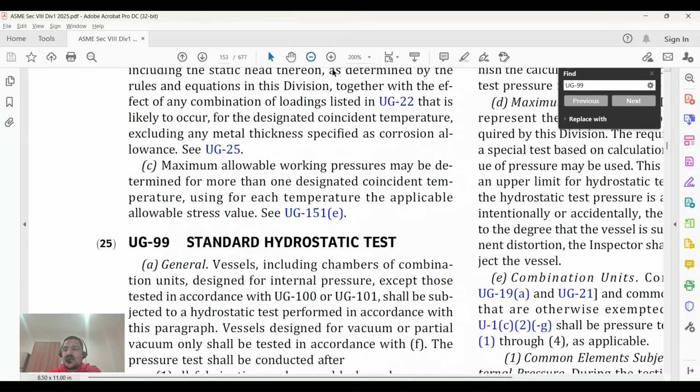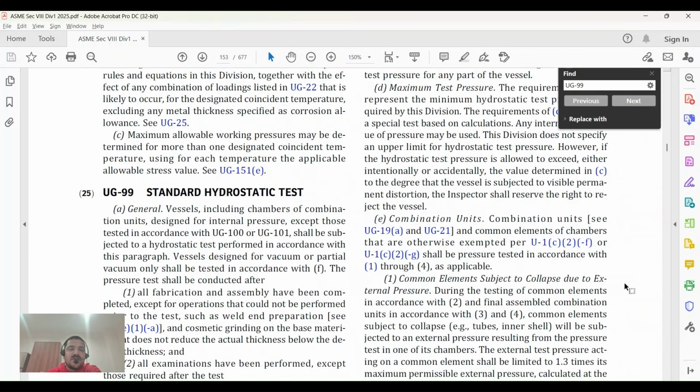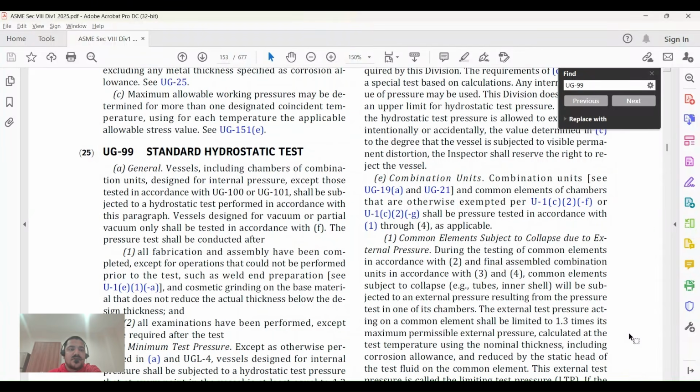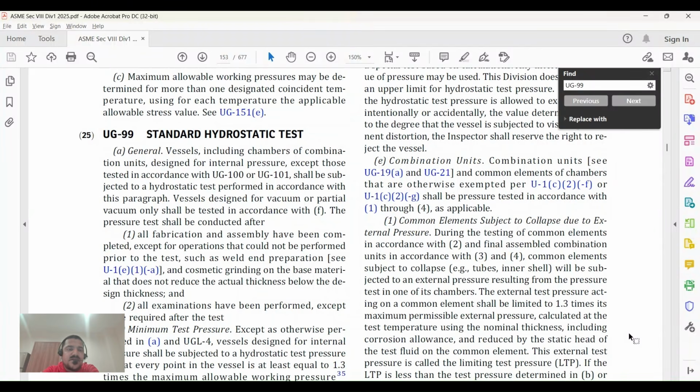I'm just making it a little wider so that you'll be able to read it clearly. So, as we see, UG 99 standard hydrostatic test, the general requirement is a vessel including the chambers or combination unit designed for internal pressure, except those tested in accordance with UG 100 and UG 101.